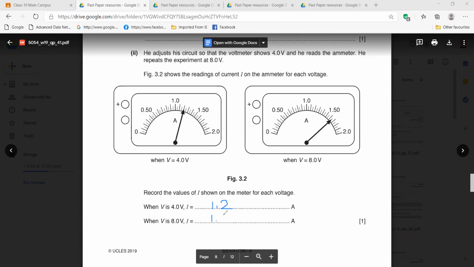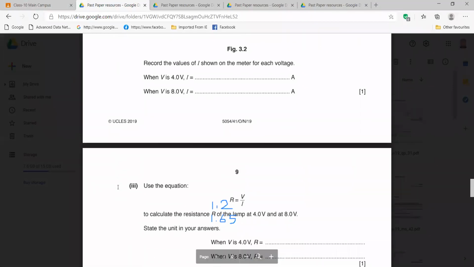Just remember it, or note it down somewhere. We will have some more calculations next. On your paper, note down: for 4 volts, it is 1.2 amperes, and for 8 volts, it is 1.65 amperes. You have the paper and pen with you, right? You use that now. We are going to have the next question, next part.